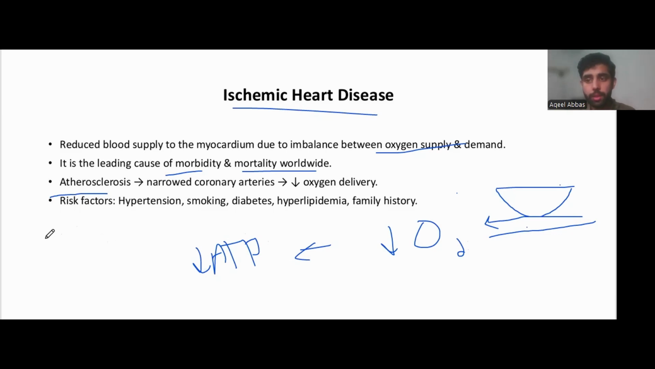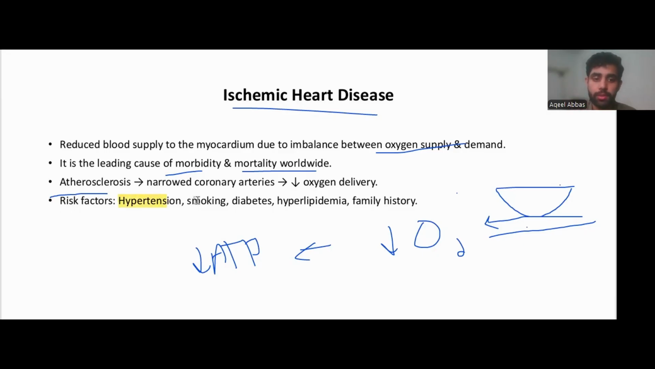When the sodium potassium ATPase pump doesn't work properly, that leads to accumulation of sodium inside the cell, and that sodium accumulation leads to an osmotic gradient towards the cell. This osmotic gradient leads to movement of water from the interstitial compartment to the intracellular compartment, which leads to swelling of these cardiomyocytes. But if this reduced oxygen supply to the myocardium persists, that leads to necrosis of cardiomyocytes and rupture of the cell membrane, which leads to spilling of cardiac enzymes into the bloodstream, and we can measure these cardiac enzymes, and they are markers for cardiac ischemia.